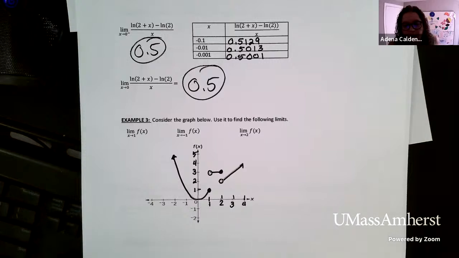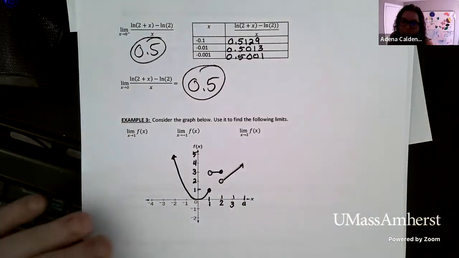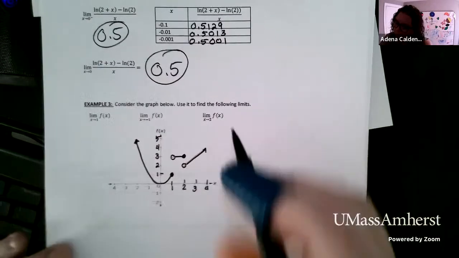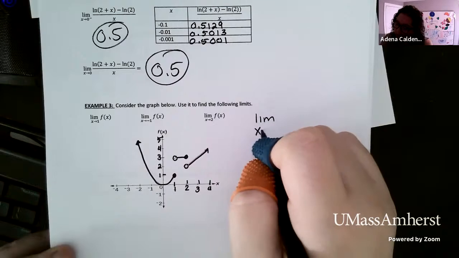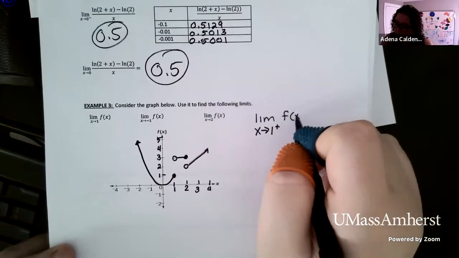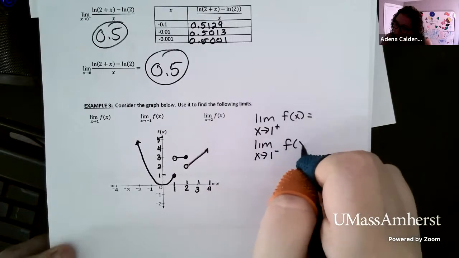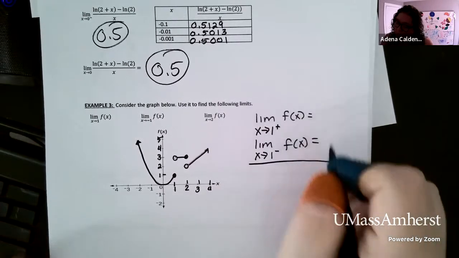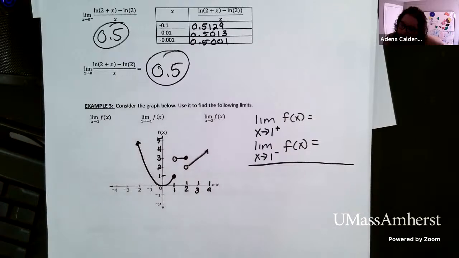And from this graph, we are interested in the following limits. The limit as x goes to 1 of f of x, the limit as x goes to -1, the limit as x goes to 2. So in order to put into practice what we've been doing, what we need to do is find what's happening from the left and the right for each of these limits. So we want to find the limit as x approaches 1 from the right. We want to find the limit as x approaches 1 from the left from this picture. And then if they are the same, then that is the limit as x approaches 1. And if they are different, then the limit does not exist.